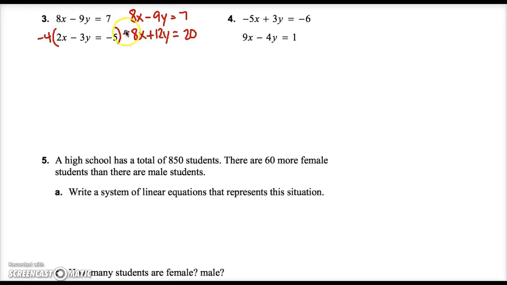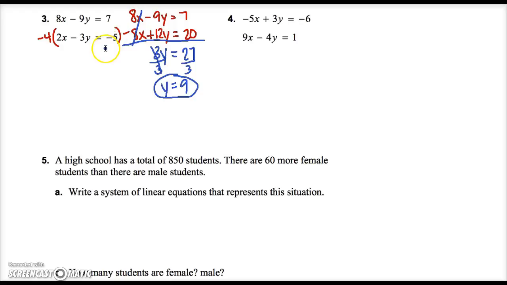And then again, we just add these two equations together. 8x, -8x will cancel. -9y plus 12y will give you 3y. And 7 plus 20 is 27. Divide by 3, so you get y equals 9. So that's y. Now we just need to find x.